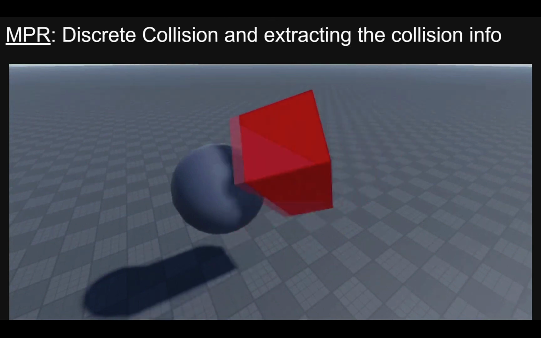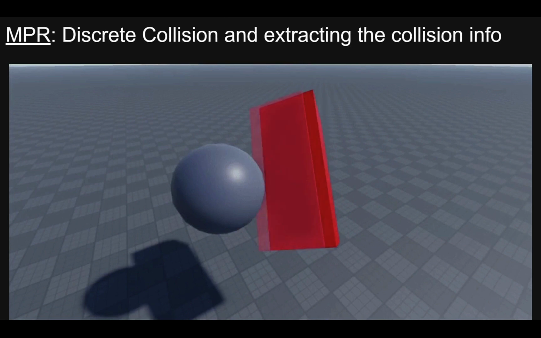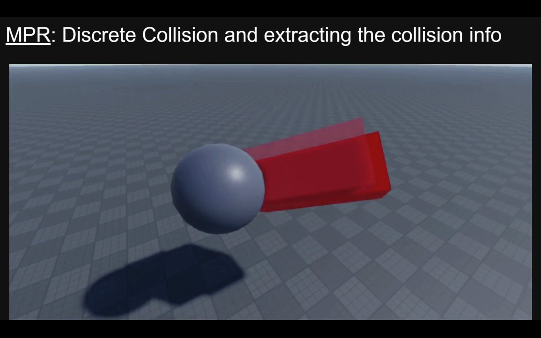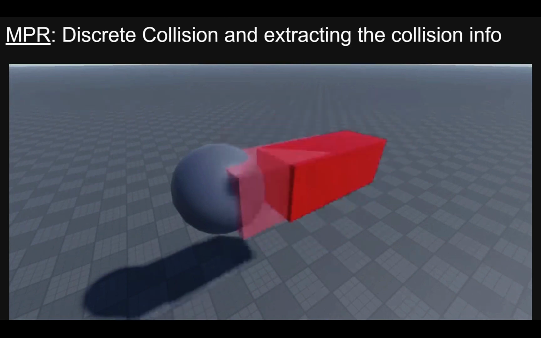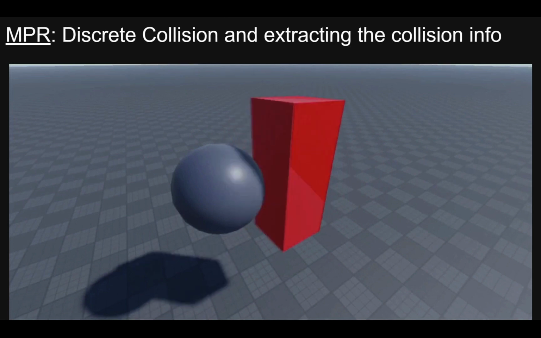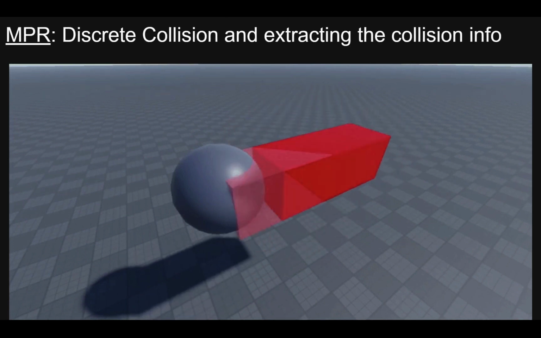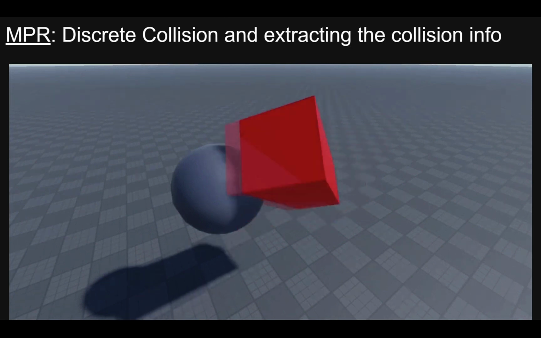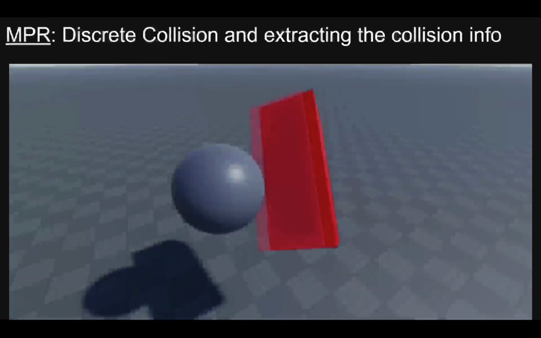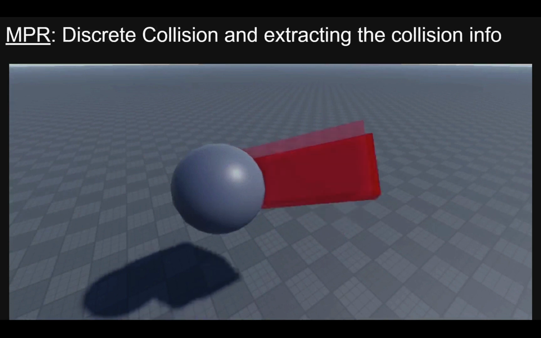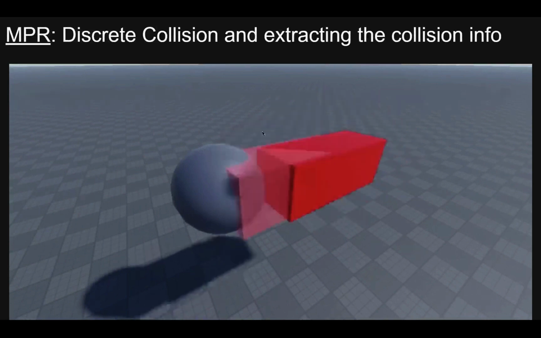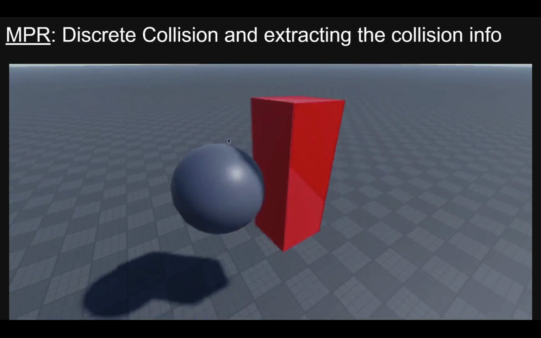And now, if we want to talk about what we came to talk about, which are discrete collisions, we want to extract the information of this collision. Here we have an example of the capacity of what's running.